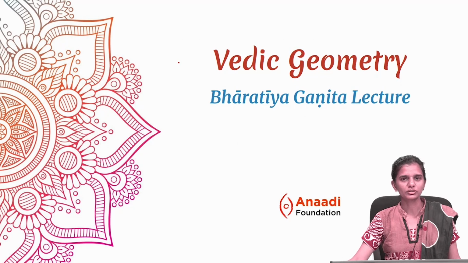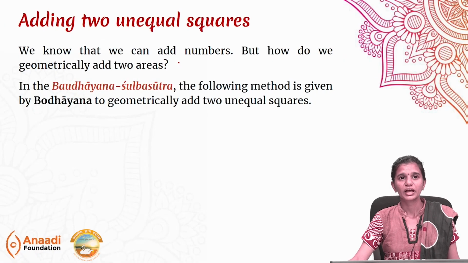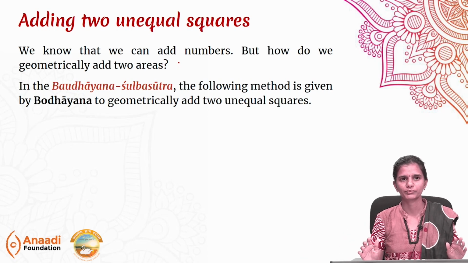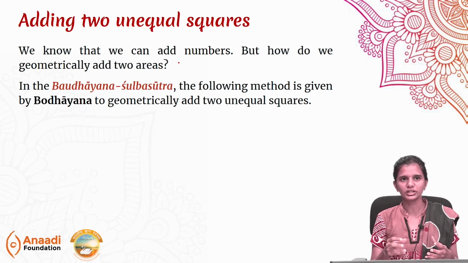In the previous session, we saw how to construct a square with the use of a rope and nails. Now, we will do two more simple activities. First is the activity to add the areas of two unequal squares and construct a new square whose area would be its sum. Instead of computing, this is simply done geometrically. We will learn how.